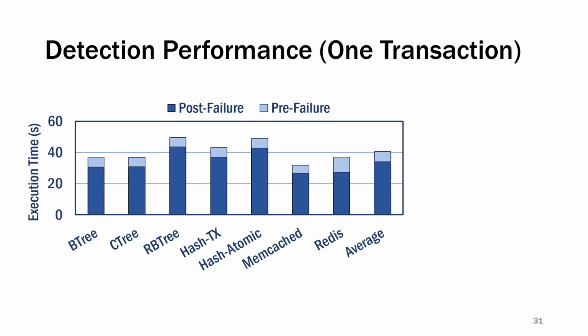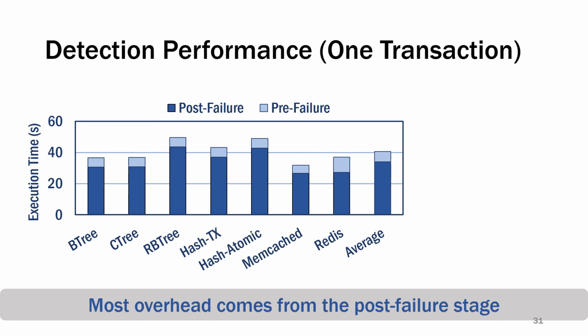The first result shows the performance when the program handles one transaction. The y-axis shows execution time in seconds. XFDetector can complete the testing within 50 seconds, and each of the bars is broken into a pre-failure and post-failure stage. As the breakdown shows, most of the execution time is from the post-failure stage. This is because for each of the failure points, the program needs to run one post-failure stage.